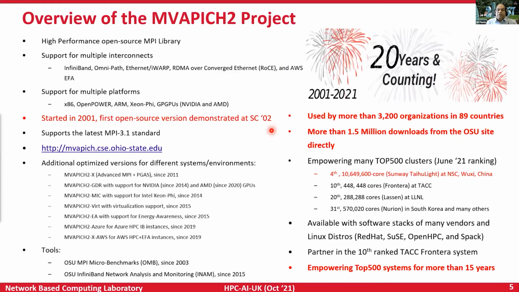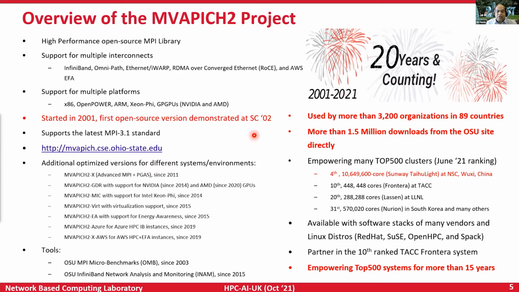I'm assuming many of you must be familiar with the MVAPICH2 project. If not, we started this project almost on day one of InfiniBand. Prior to that, we were working on proprietary interconnects like Myrinet and Quadrics. But when InfiniBand came in October 2000, my group was the very first in the world to jump in and explore how MPI can be designed with InfiniBand and the RDMA features. That was the very first thing we started with, and it was demonstrated at Supercomputing 02, almost 19 years back.